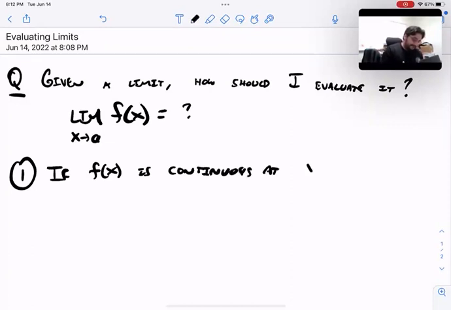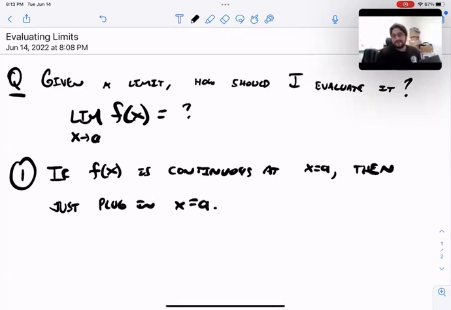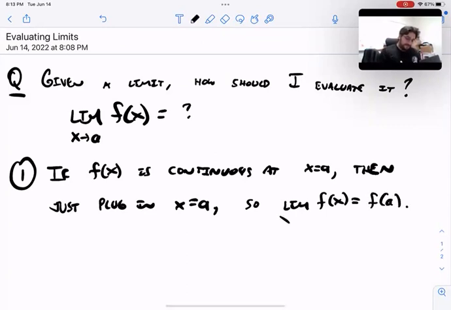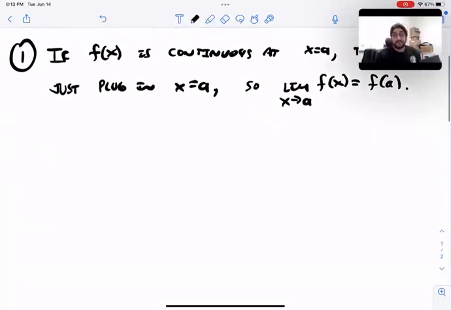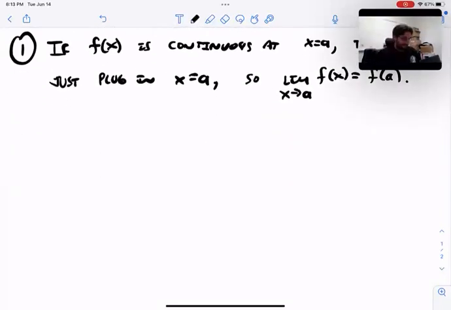at x equals a, right? If so, then evaluate using continuity. Just plug in x equals a. That should always be your first thing to ask yourself, right? So in that case, the limit would just equal f of a. This is the first thing you always want to look for, because it's honestly the easiest. It's the best case scenario.